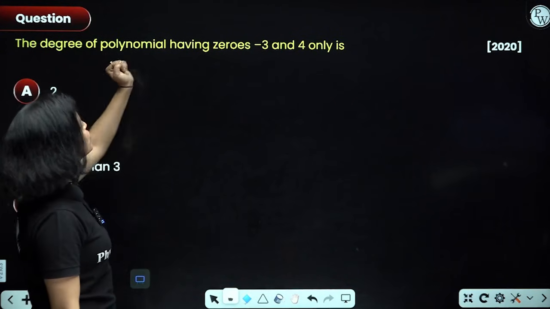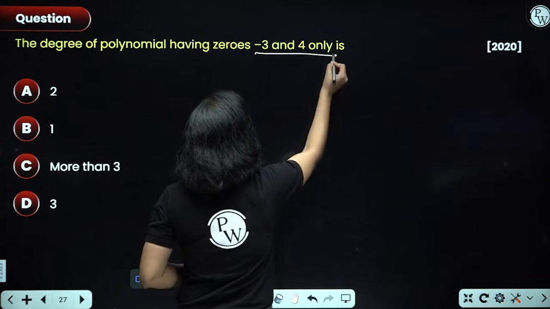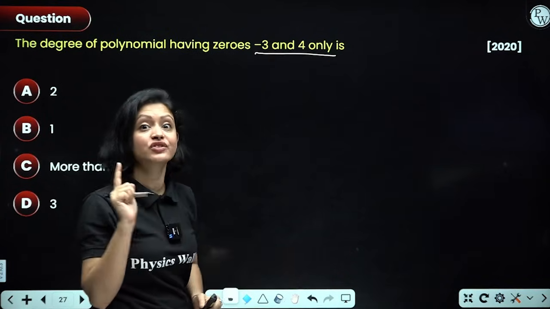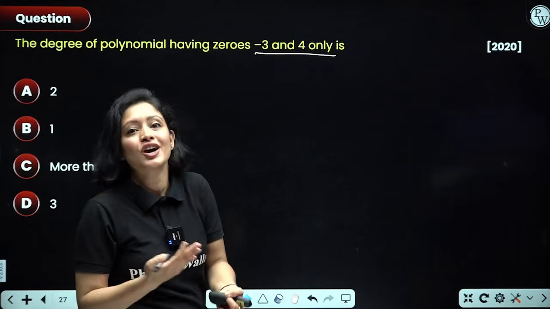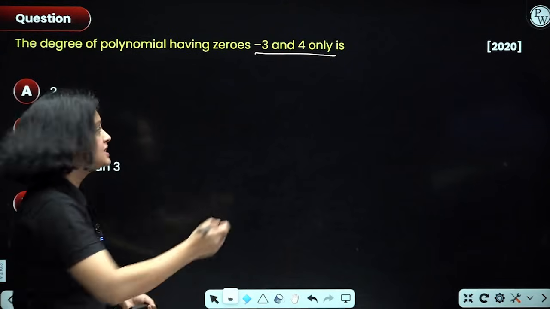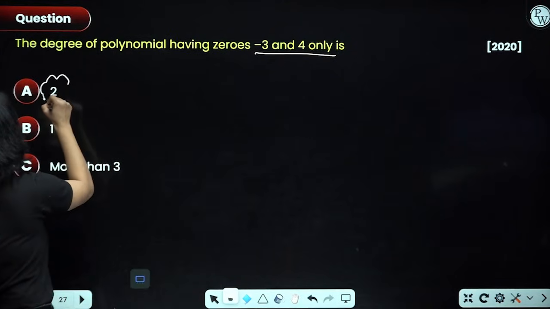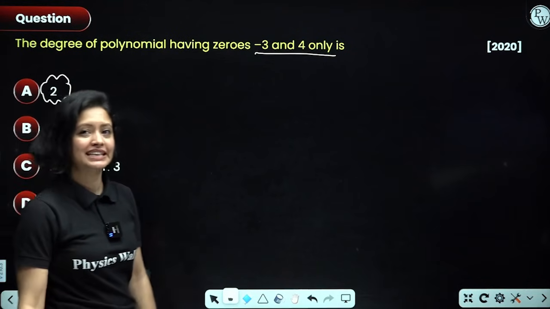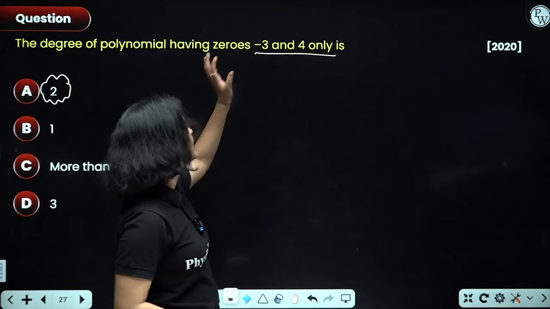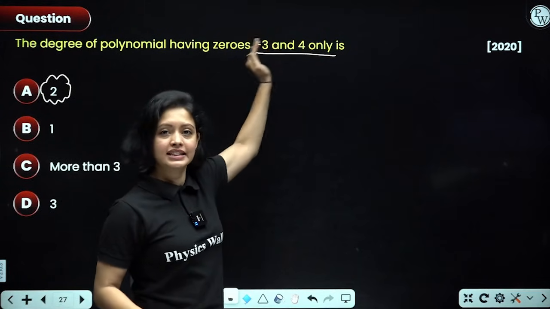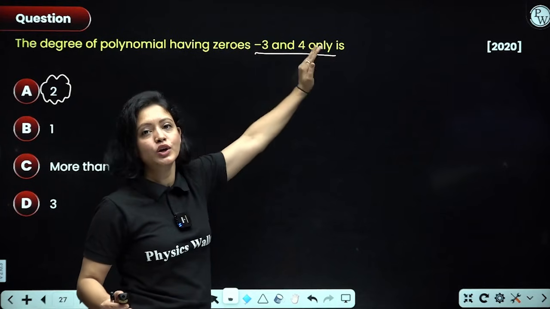Discuss this problem. The degree of a polynomial having zeros -3 and 4 only is. So your polynomial only has -3 and 4 as its zeros, right? So there are no repeated zeros. Got it? So in such scenarios, since there are exactly 2 zeros, the degree would be what, everyone? The degree would be 2. So whenever you have problems where the zeros are given like this, and only the word is used, then the degree would be equal to the number of zeros.